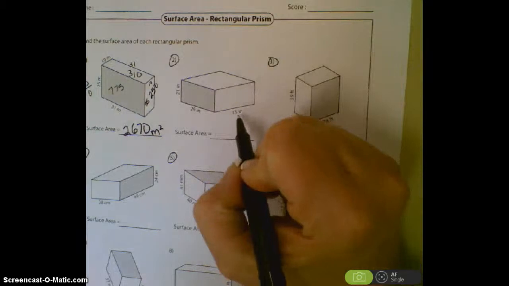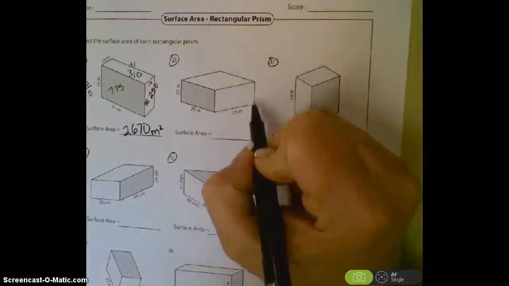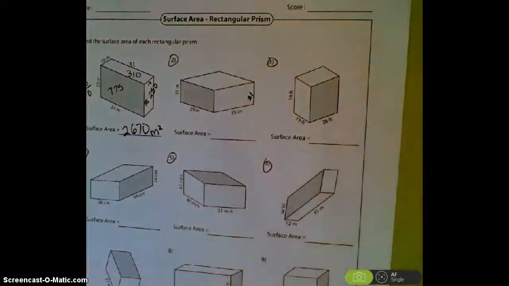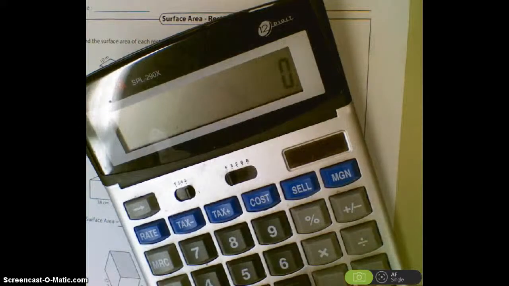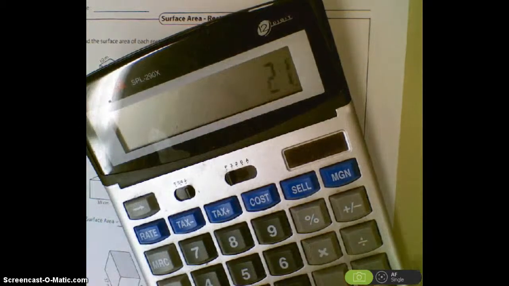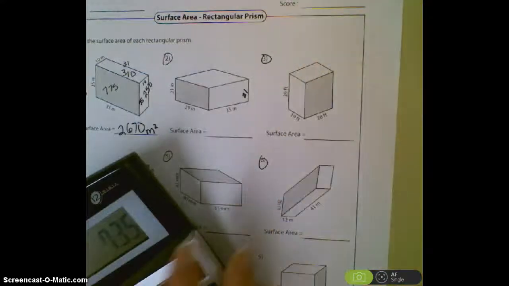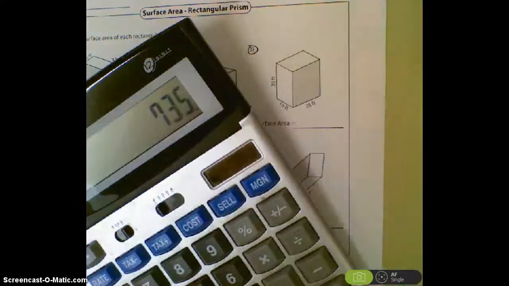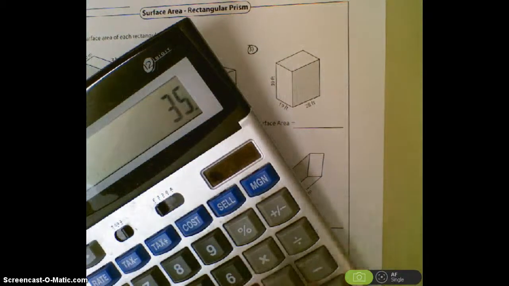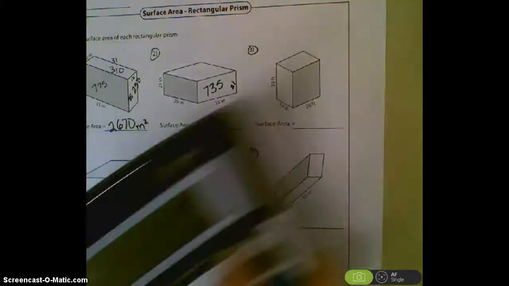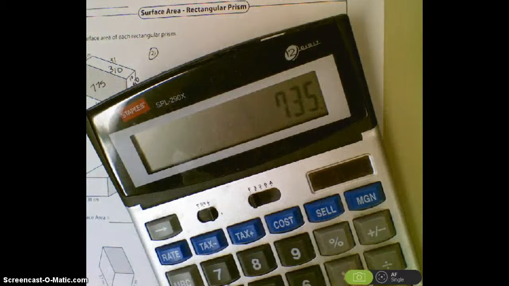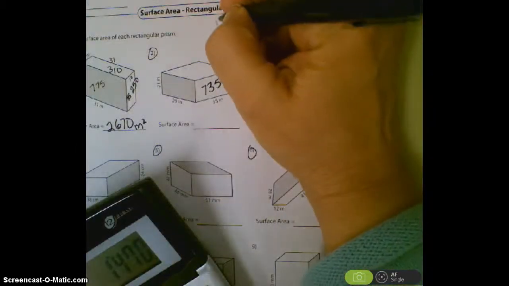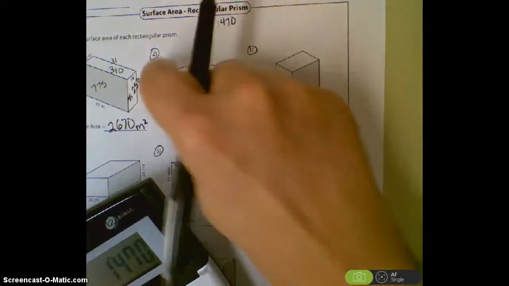This one, we know that this is 35. We don't know this height unless we look over here, and we can find out that's 21. Get our calculator. 35 times 21 is going to equal 735. Let's double check just to make sure. 35 times 21 looks good to me. 735, and we want both sides, so I'm just right now going to multiply it by 2, and I get 1,470 for these two sides combined.